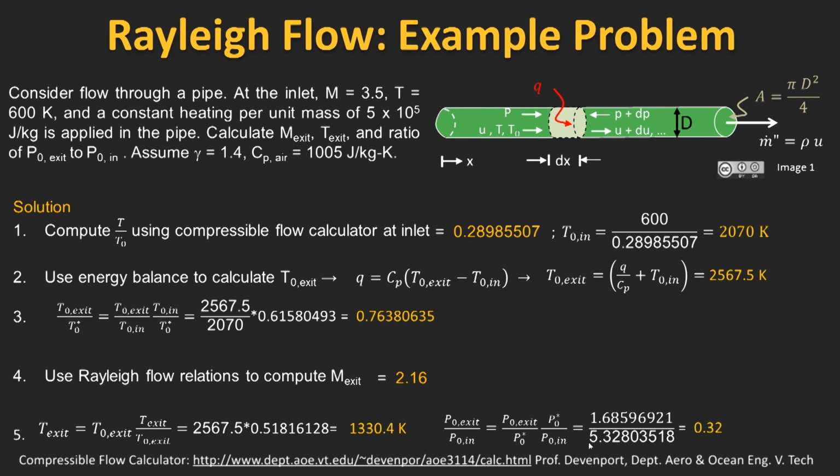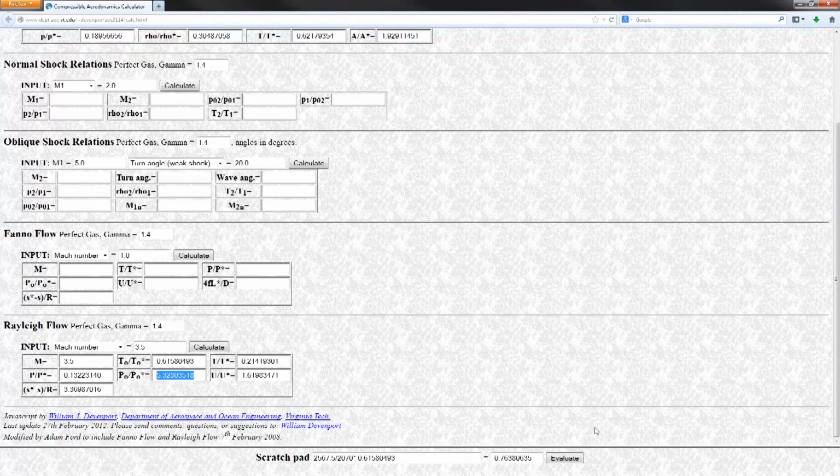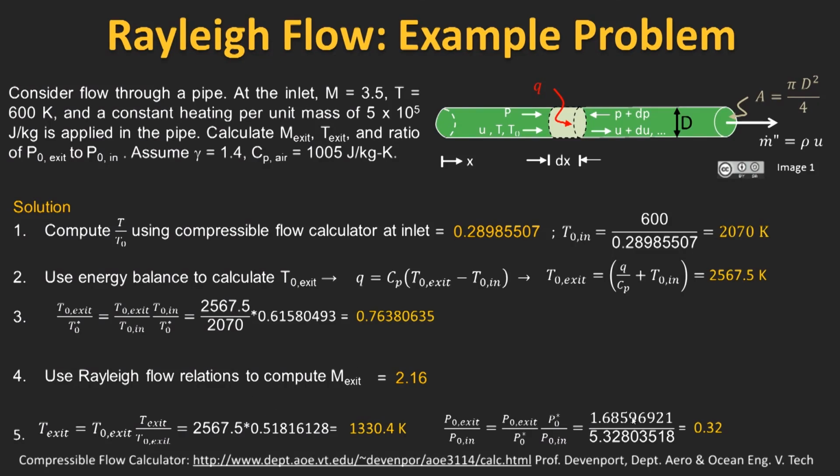And similarly, we can go back to the calculator and see that if I apply Mach number to be 3.5 for the case of Rayleigh flow and calculate, I can see that the P naught over P naught star at the inlet should be this value, 5.328. So let me go back and substitute that in. Substituting these two, we get this ratio to be 0.32. That is, 68% of the stagnation pressure that we started with has been dropped due to the heat addition. So this is a significant pressure loss compared to what happened in the case of flow with friction.